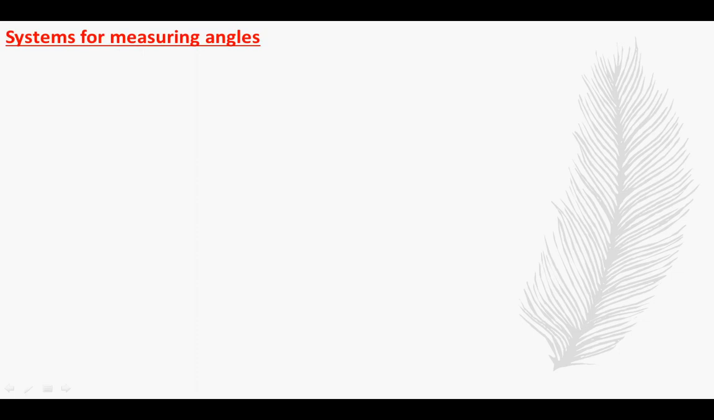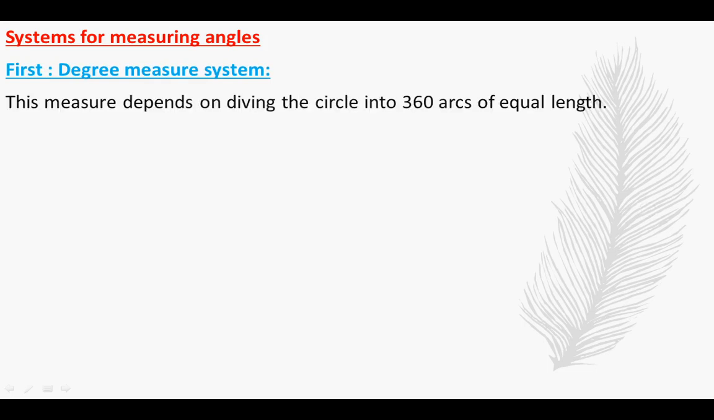Systems for measuring angles. First, the degree measure system. This measure depends on dividing the circle into 360 arcs of equal length. And we all know that 1 degree equals 60 minutes and 1 minute equals 60 seconds. For example, you can say the measure of angle A equals 35 degrees, 40 minutes and 36 seconds.